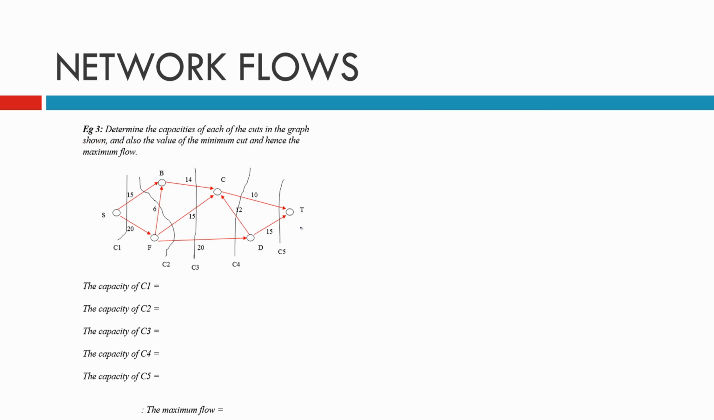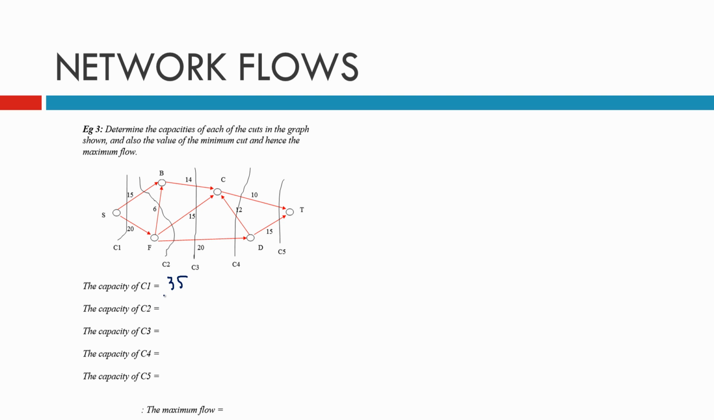Now, here I've already drawn the cuts in because it would be a little bit hard to try and draw them in freehand. Example 3 says, determine the capacity of each of the cuts in the graph shown, also the value of the minimum cut, and hence the maximum flow. So if we look at C1, we have to include both of those. They're both going forward, so 15 and 20 gives us 35.